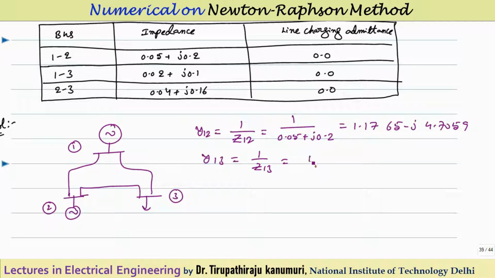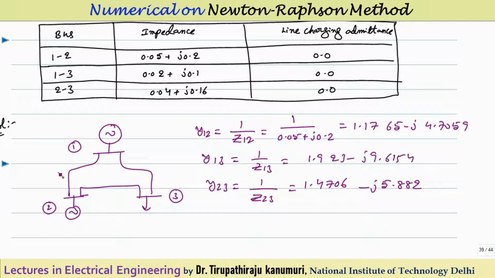If you calculate it, I am directly writing the answer: 1.923 minus j9.6154. Similarly, the value of Y23 is 1 by Z23. This will be equal to 1.4706 minus j5.882. This way we have to calculate. Once these are calculated, just keep them in this diagram, because once the diagram is there, the calculation of the admittance matrix will be easy.